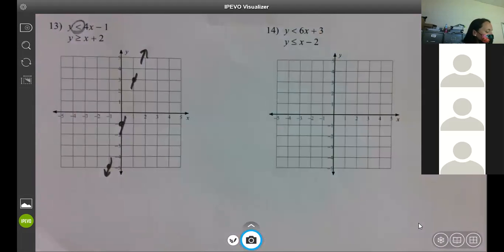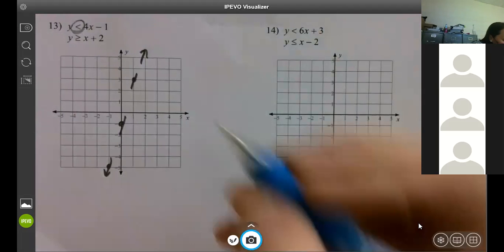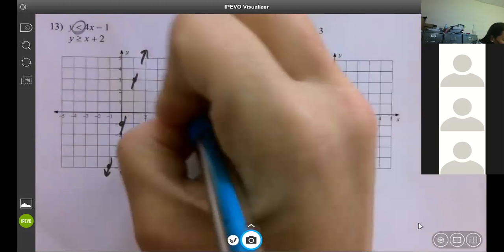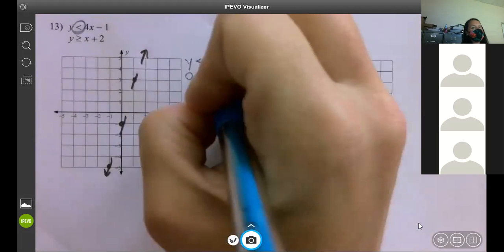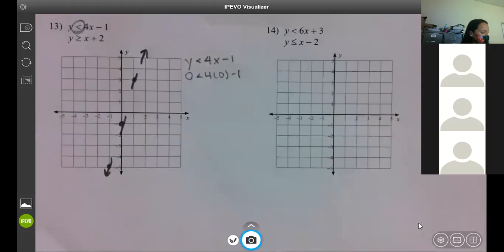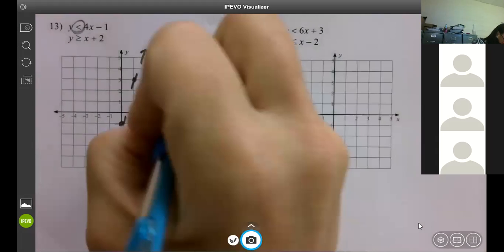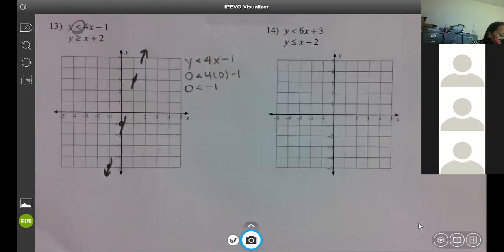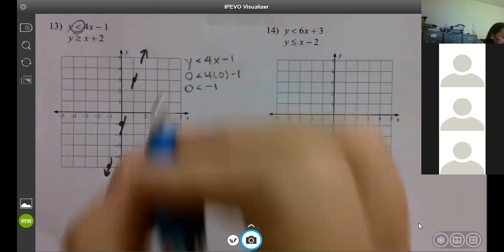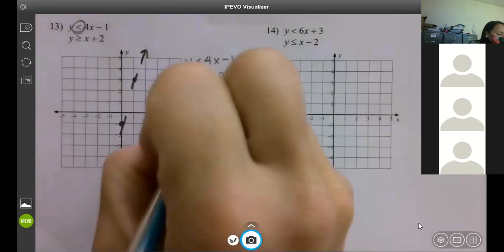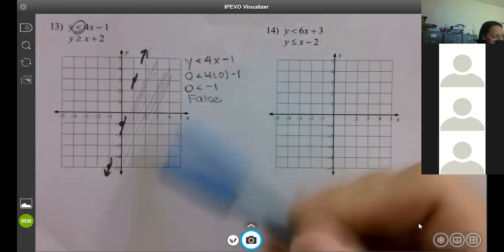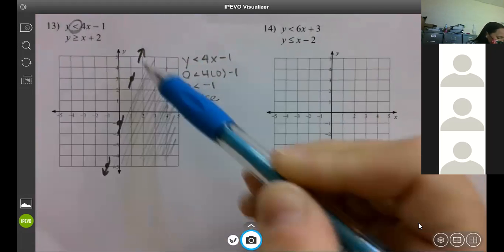It doesn't go through 0, 0, so we'll plug that in. y is less than 4x minus 1. Plug in 0, 0. 4 times 0 minus 1. Is 0 less than negative 1? Nope. So we shade not the 0, 0 side. Shade away from 0, 0.